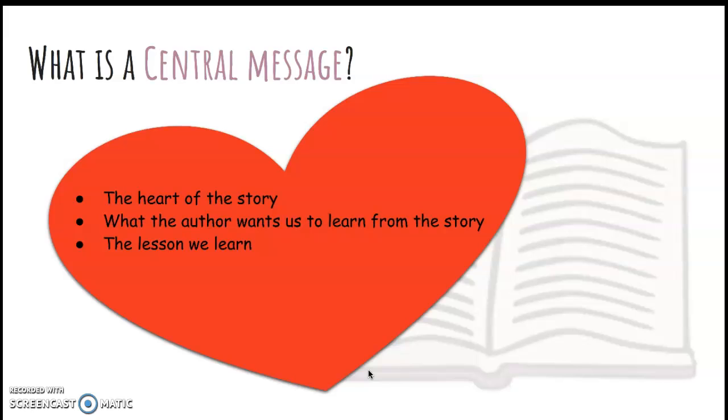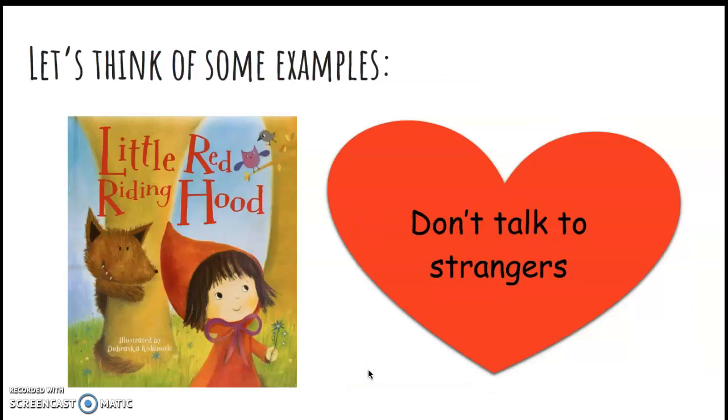So just like in school, when I might teach you about addition or subtraction, that is what I want you to learn. So that's the main focus. So when you read a book, there's a central message, and that teaches us something from reading the book. It's our job to listen and read along to figure out what the author is trying to teach us. So let's think of some examples.